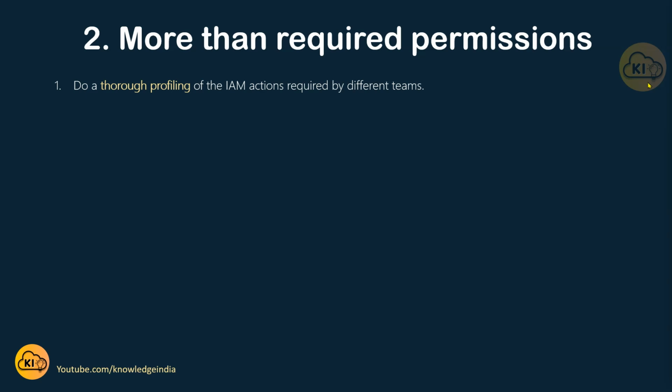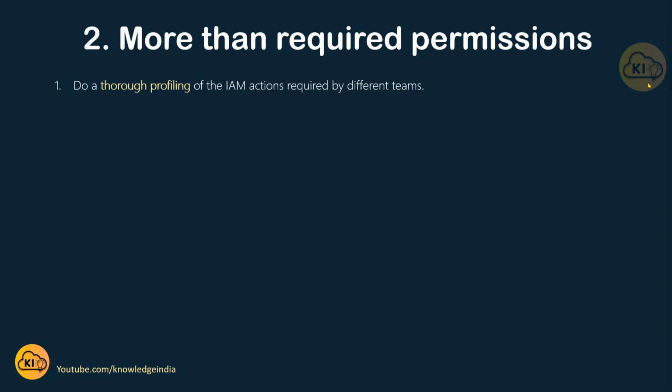So organizations start using cloud and they actually miss out on figuring out how many teams there are, which team is supposed to do what and not supposed to do what, and hence what type of permissions should be given to a particular team. So number one is go ahead and do a thorough profiling of the IAM actions which are required by different teams. It could be a whiteboard exercise, it could be an Excel based exercise.